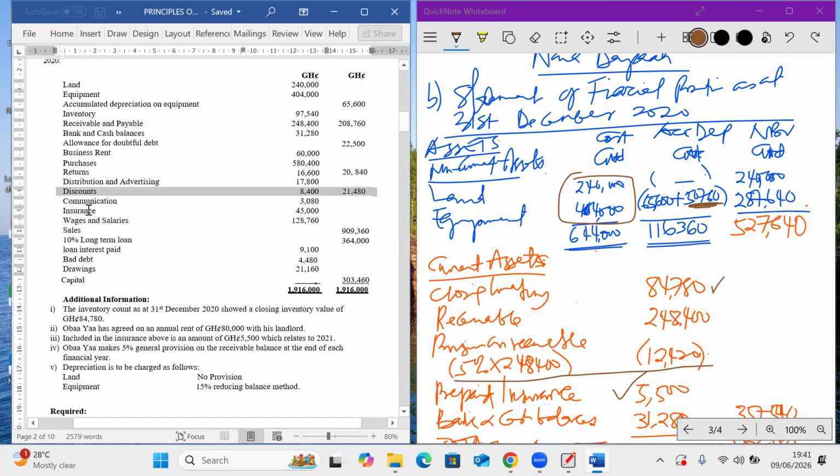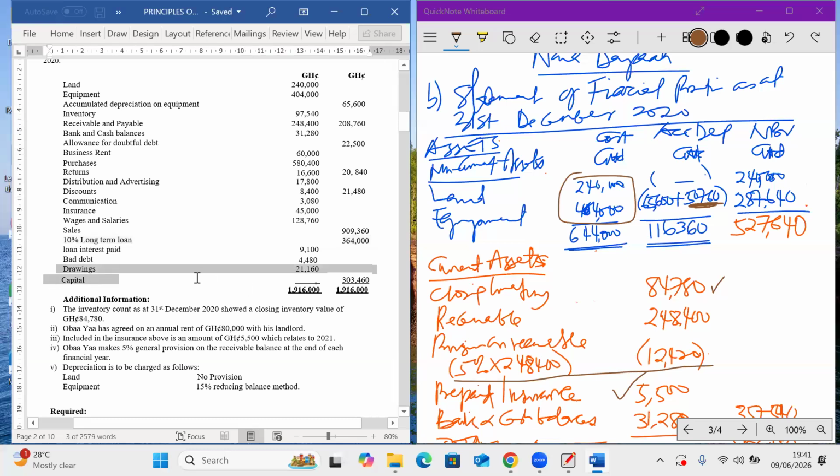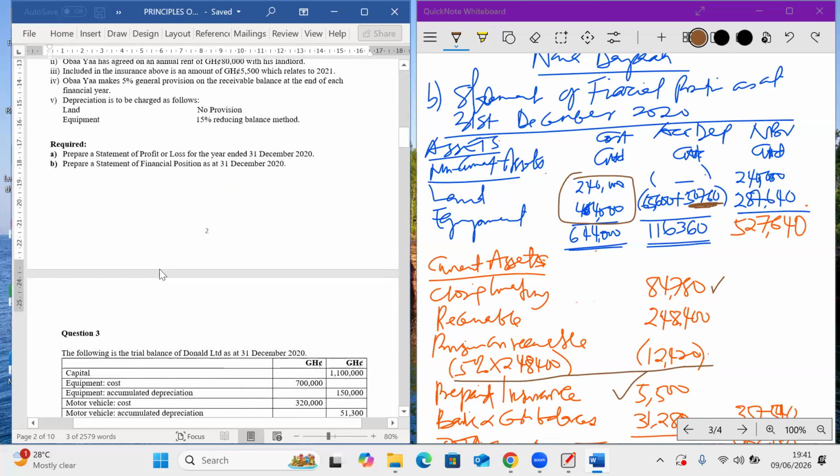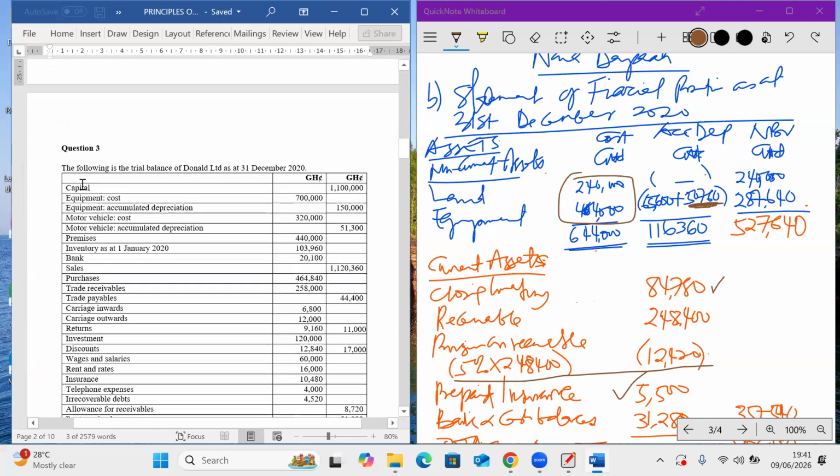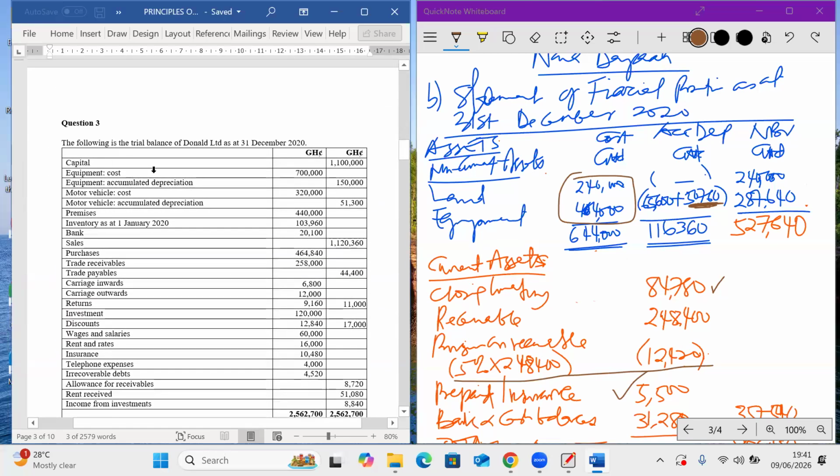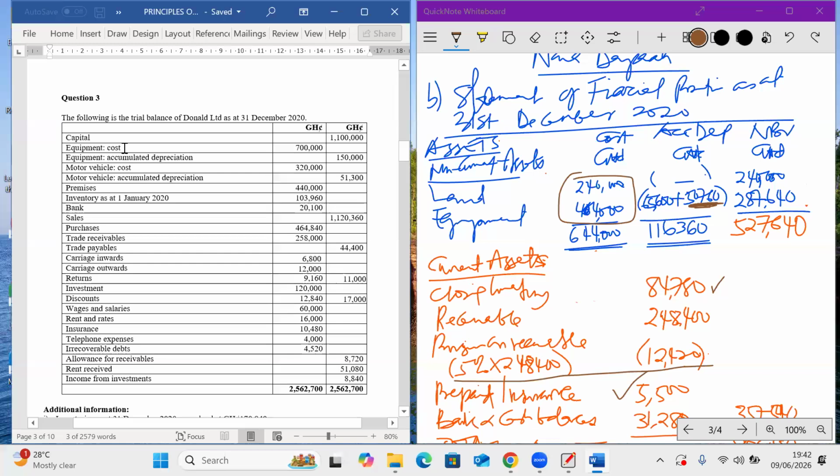So when you are solving them, we have to know those items which are P&L straight and those which are balance sheet straight. Long-term loan is a balance sheet item, but we only calculate the interest on it, which was the interest on loan, the expense. Drawings, balance sheet. Capital, balance sheet. Bad debt, P&L. Are you good? Capital goes to the balance sheet straight. Equipment at cost is a full balance sheet item, but we may calculate depreciation on it. Accumulated depreciation is balance sheet.